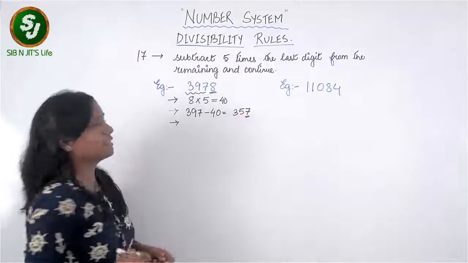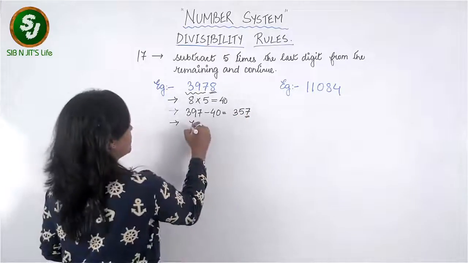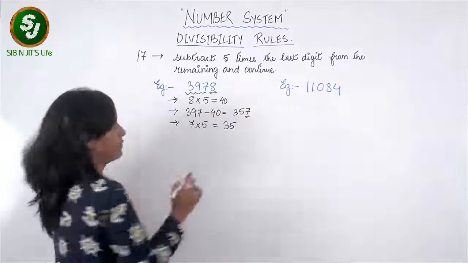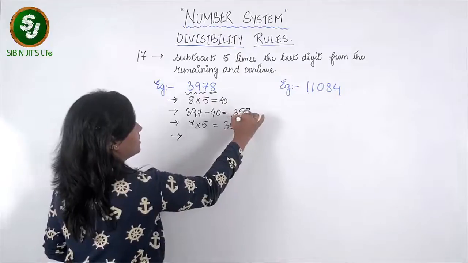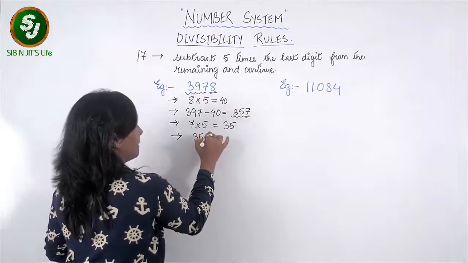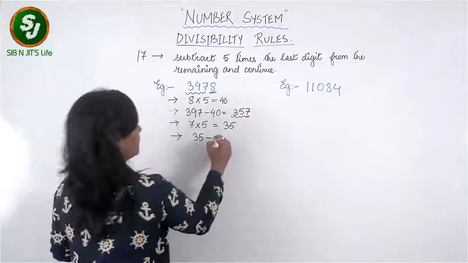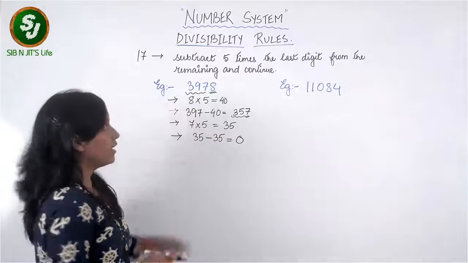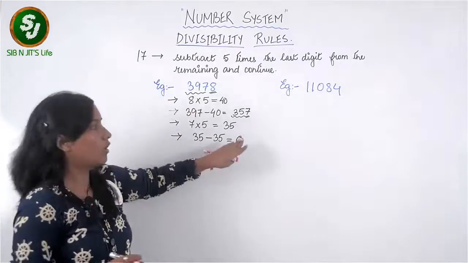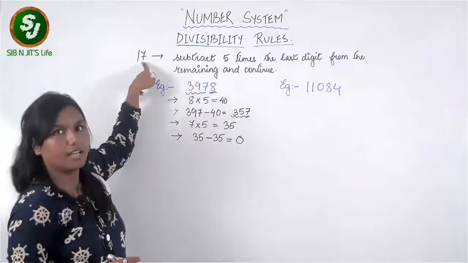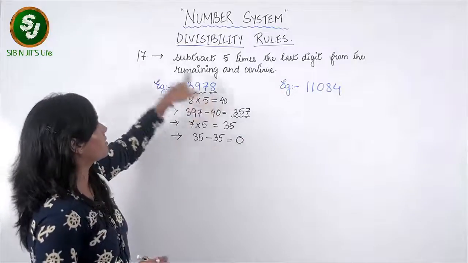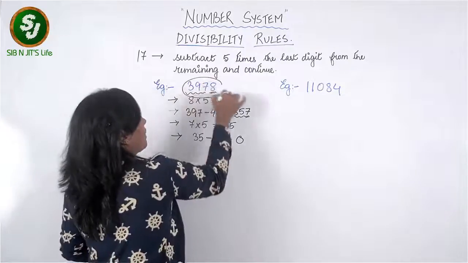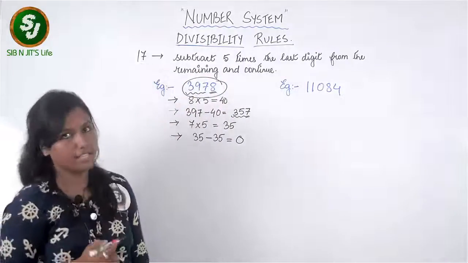Continue this process. What is the unit digit or the last digit here? 7. So 7 into 5 gives us 35. Then the remaining digits, 35, minus the product 35, which is 0. Whenever we get a 0 or a number which is divisible by this one, then we can state that this entire number is divisible by 17. So as we are getting a 0 in this case, this whole number is divisible by 17.